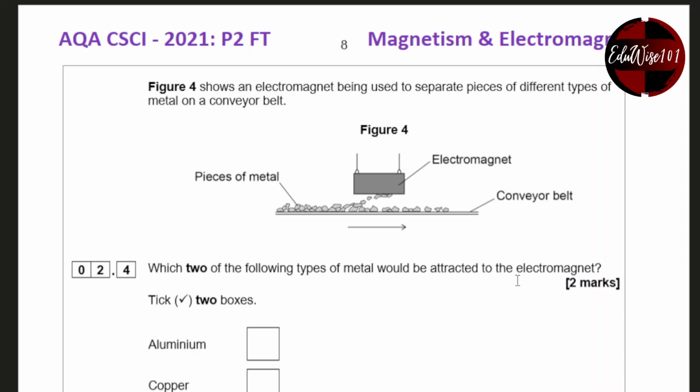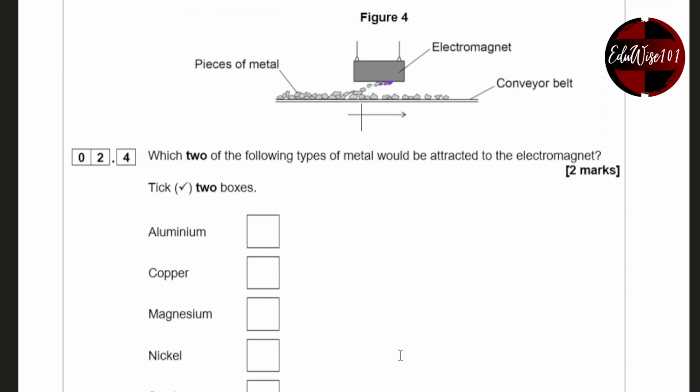Figure 4 shows an electromagnet being used to separate pieces of different types of metal on a conveyor belt. So you've got pieces of metal on a conveyor belt and an electromagnet on the top, and you can see anything that is magnetic is being attracted over here to the electromagnet. Which 2 of the following types of metal would be attracted to the electromagnet? Aluminium is not attracted to the electromagnet. We have to tick 2 boxes.